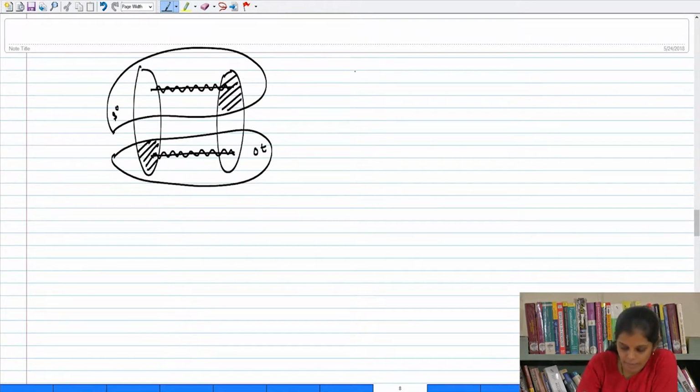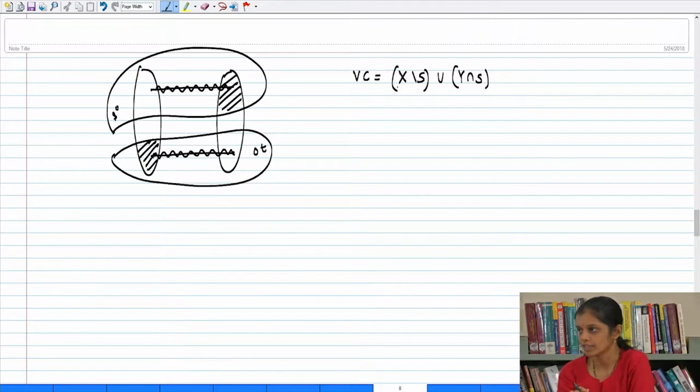So, I will call my set VC is equal to X minus S union Y intersection S. I want to claim that this is a vertex cover of the graph. If I want to prove this, what should I prove? All the edges have been covered. That is something that we have not shown, right. So, we need to argue that all the edges will get covered if you pick just this collection of vertices.